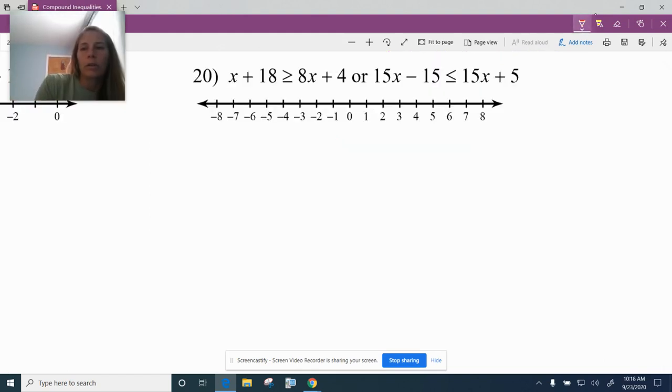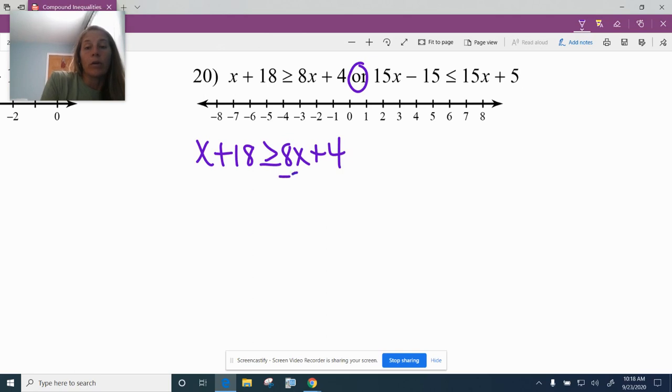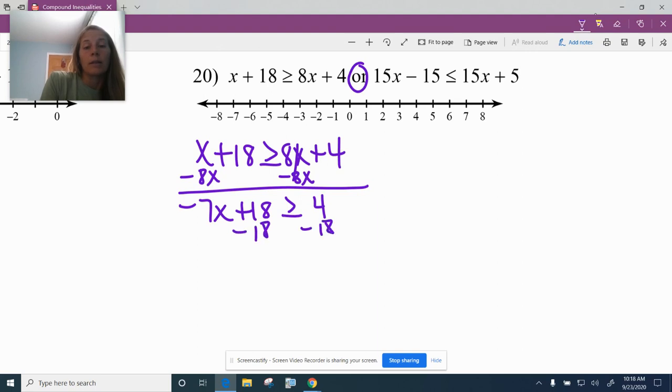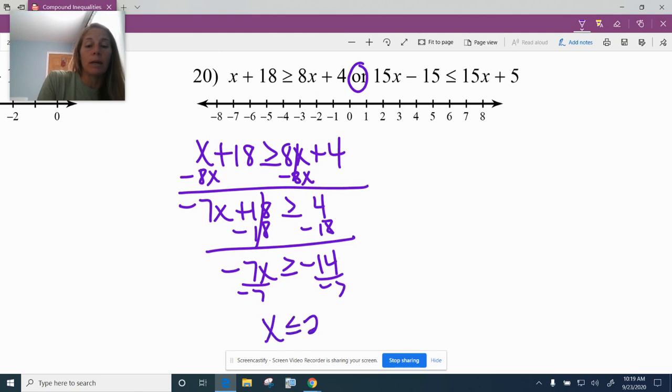Okay, and finally, we're going to go on to number 20. This is an OR problem here. x plus 18 is greater than or equal to 8x plus 4. And then we'll do the other side as well. So first I'm going to bring all my x's to one side. -7x plus 18 greater than or equal to 4. Now I'm going to subtract my 18 to the other side. Negative 7x is greater than or equal to negative 14. And then I'm going to divide by negative 7, which is going to make me reverse my inequality sign and get x is less than or equal to 2.